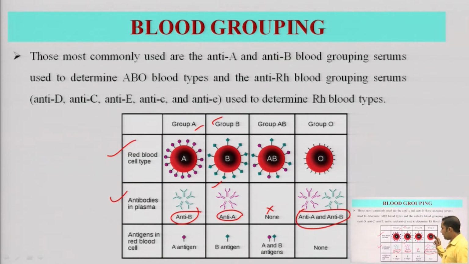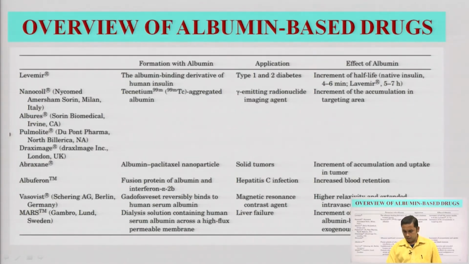So, based on that, because of the presence of this kind of antibody and antigen, you can see this opposite. Based on this category, we have different kinds of blood groups. So, that is why this concept is highly useful in our understanding.